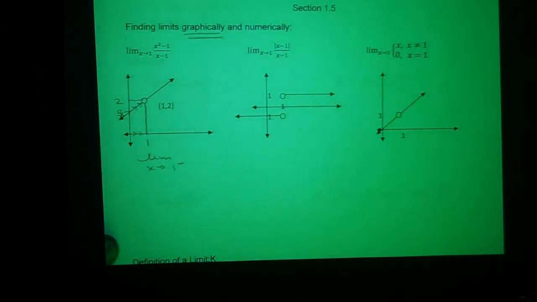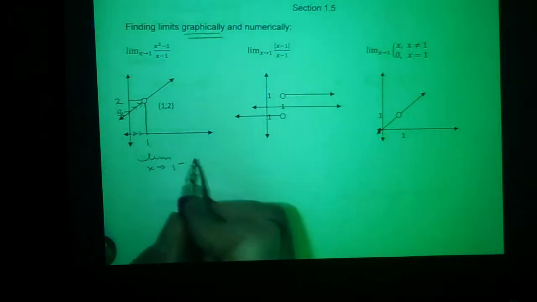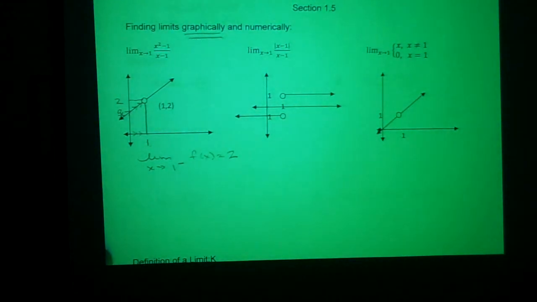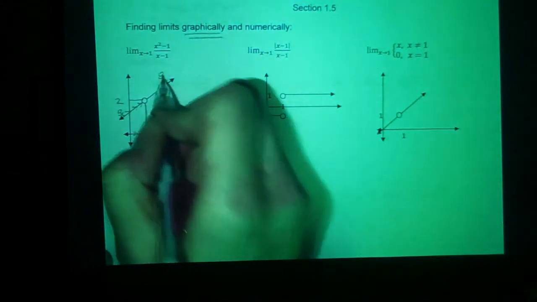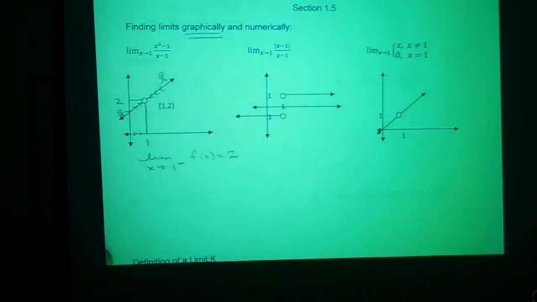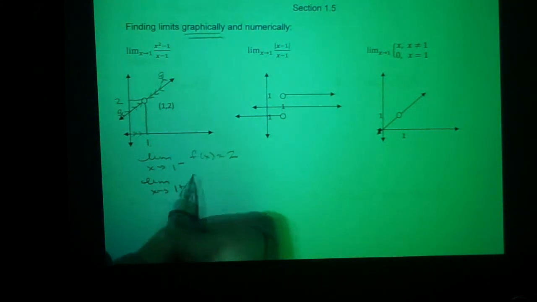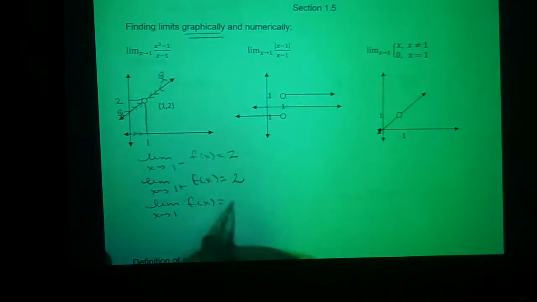And as you got closer and closer to the coordinate 1 on the x-axis, you'd be coming closer and closer to the coordinate 2 on the y-axis. And the same would be true if you stood up here and you walked down. So coming from the right or the left, you have a limiting value of 2 for your function, which means the limit as you approach 1 either way is 2.